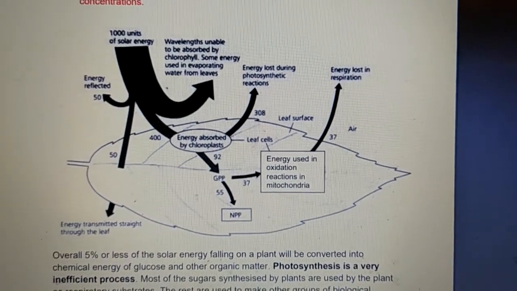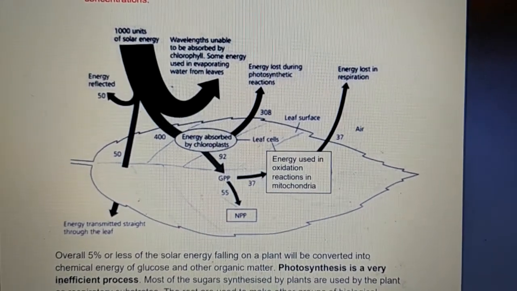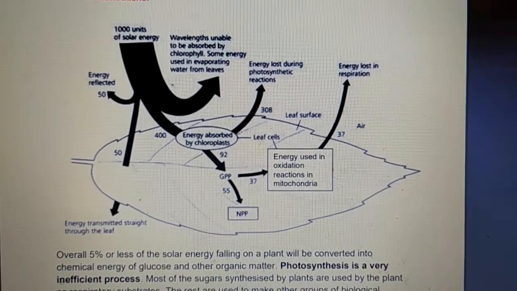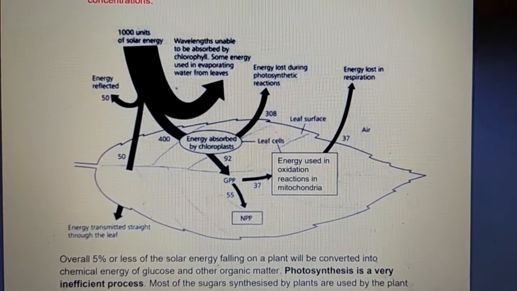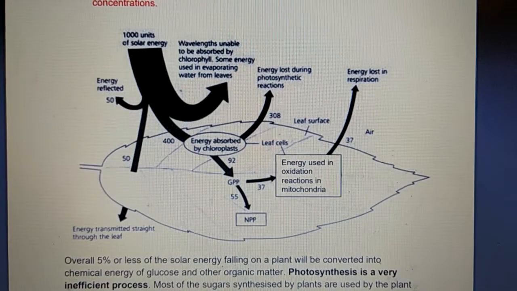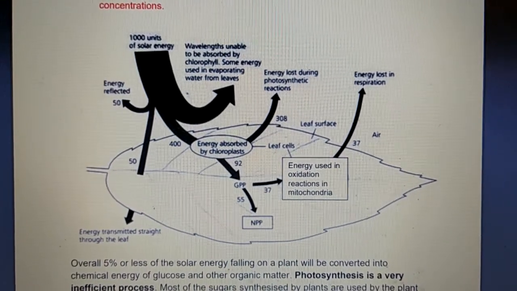So we're going to be using page 11 of the pack, and we're going to look at how much energy is actually absorbed by the producer and then how much energy is then available to pass along the food chain. So we're going to be looking at the figures from this diagram.